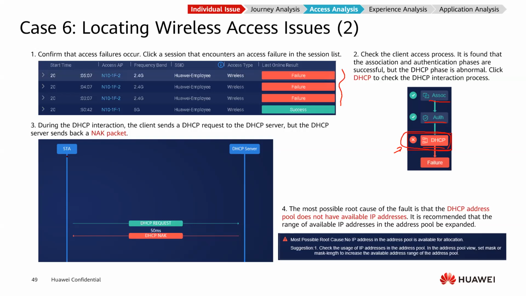You will find that the STA sent a request to the server, and the server rejected this packet by sending a DHCP NAK, and it was caused by the DHCP server not having enough address pool to assign an IP address to the client. So it suggests you expand the address pool for the DHCP server.